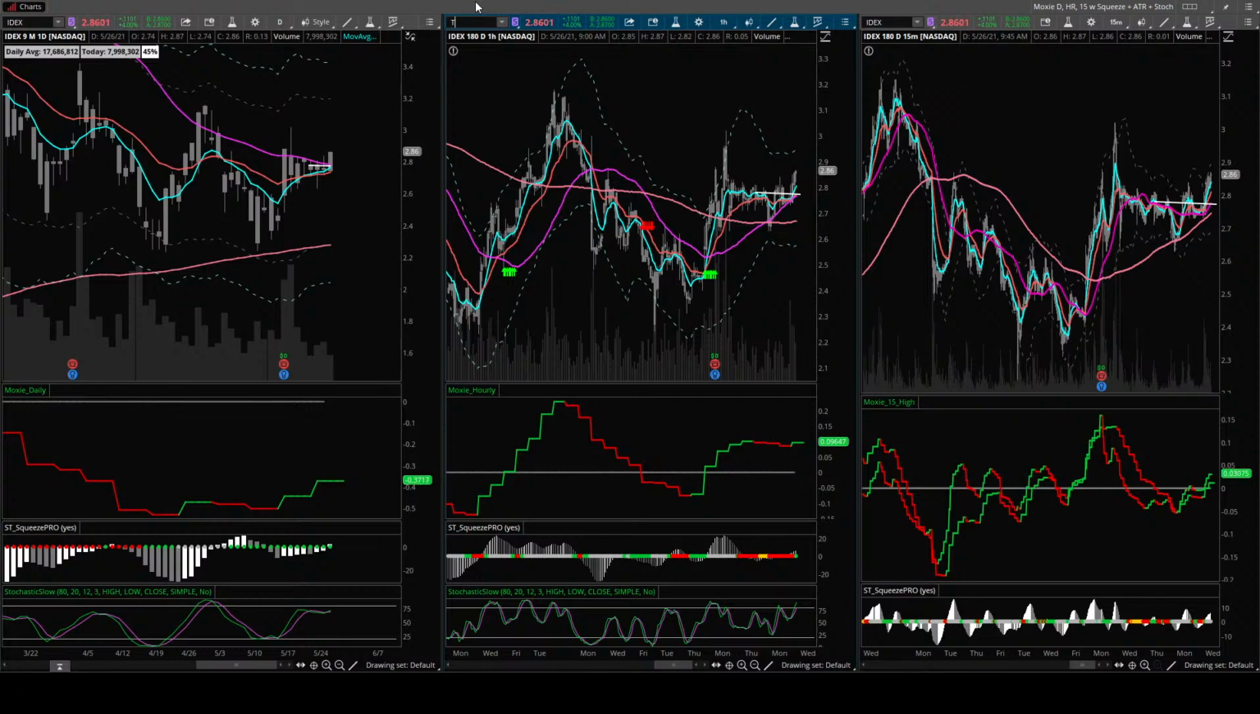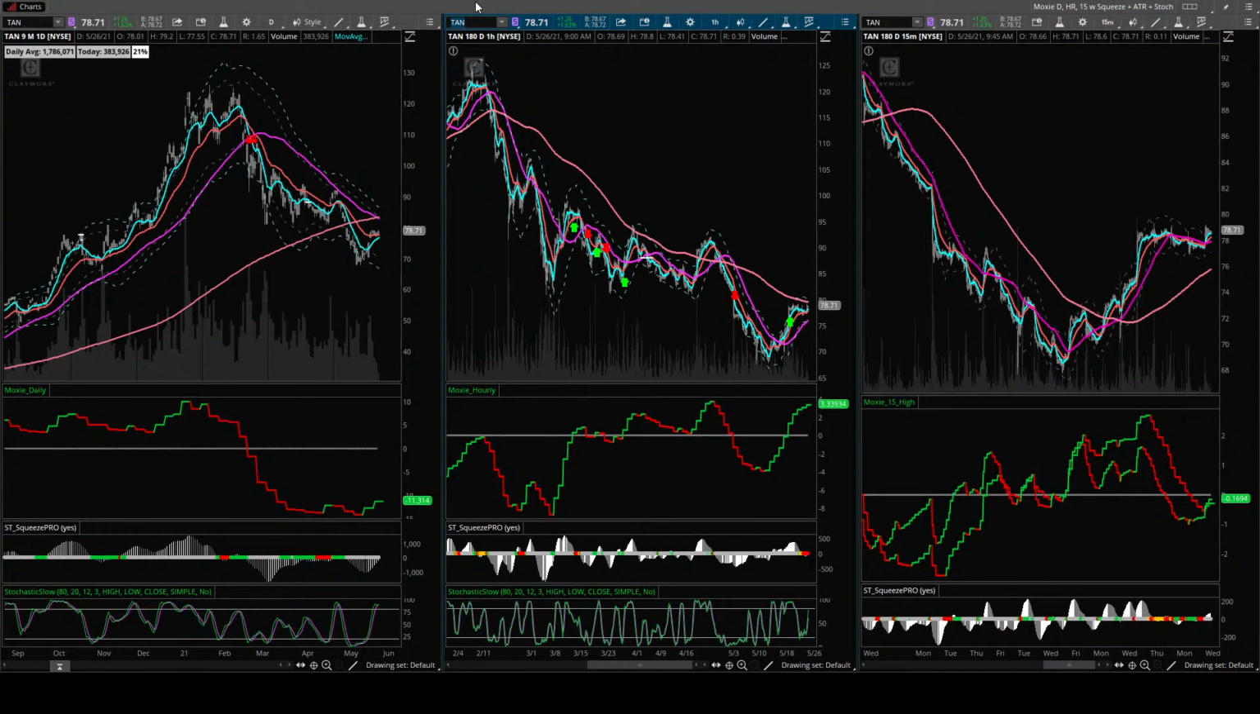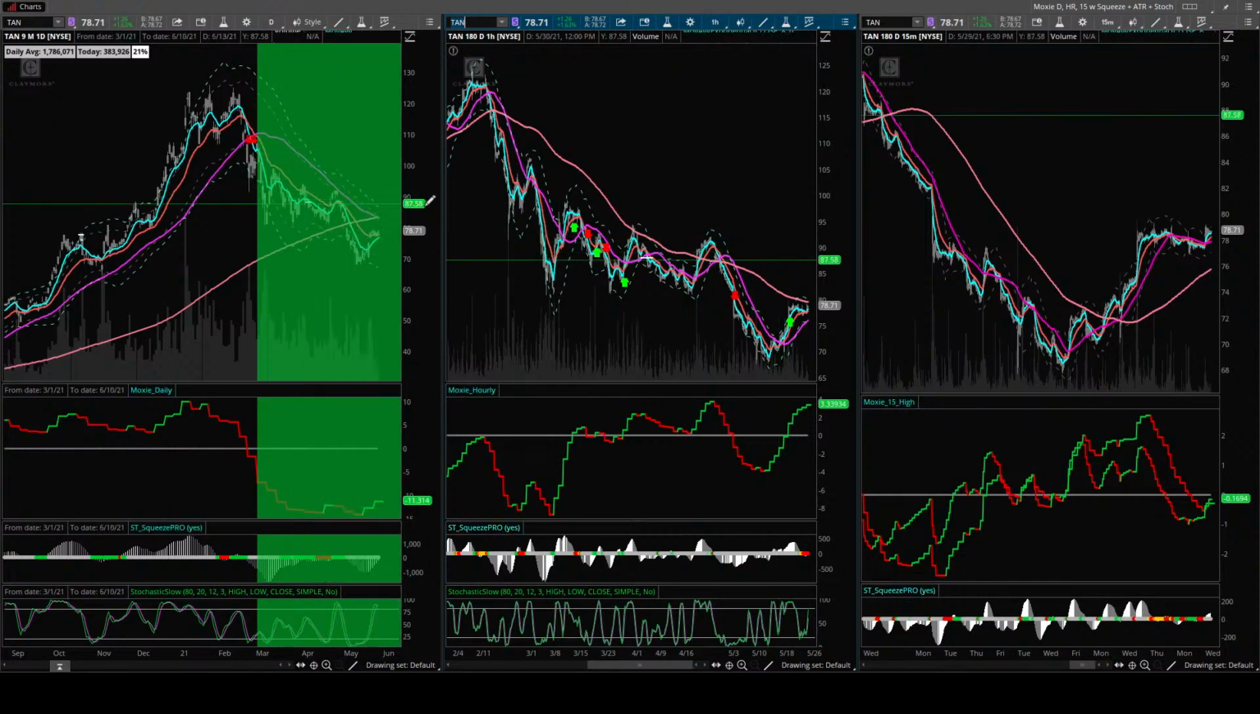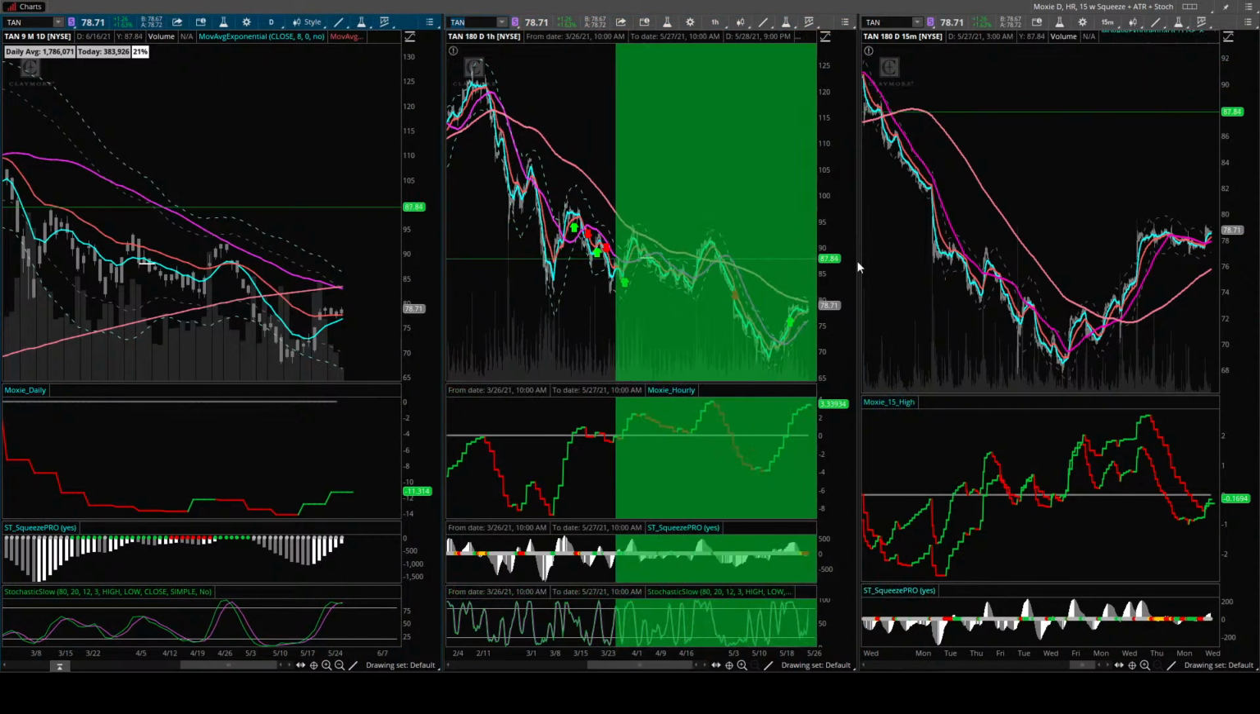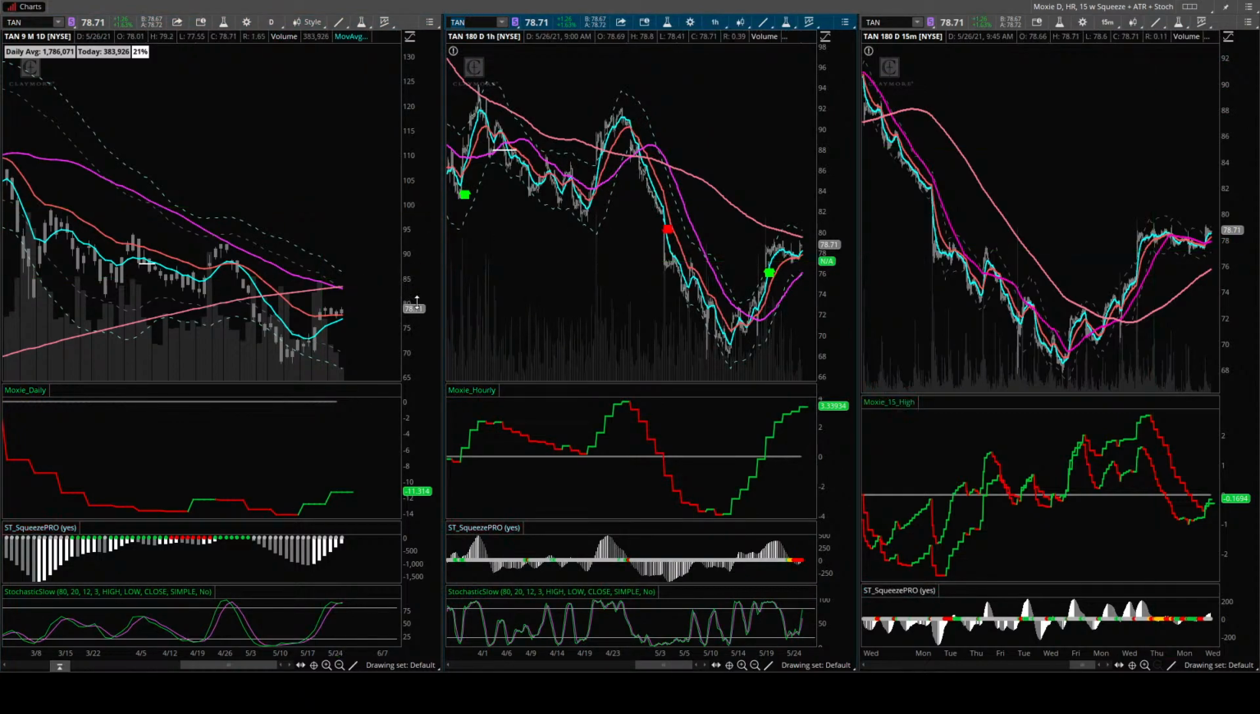All right, so let's see. Take a look at TAN. This is one of the sector ETFs that I keep my eyes on. It's kind of in the middle for what I would be looking for. It seems to me that it's probably going to get pushed up by the hourly 50 and will eventually get pushed up over the hourly 200. For now, I think maybe the daily 50 would be a fairly good target, maybe just a little bit over it. But I think something like this still has a lot of work to do.